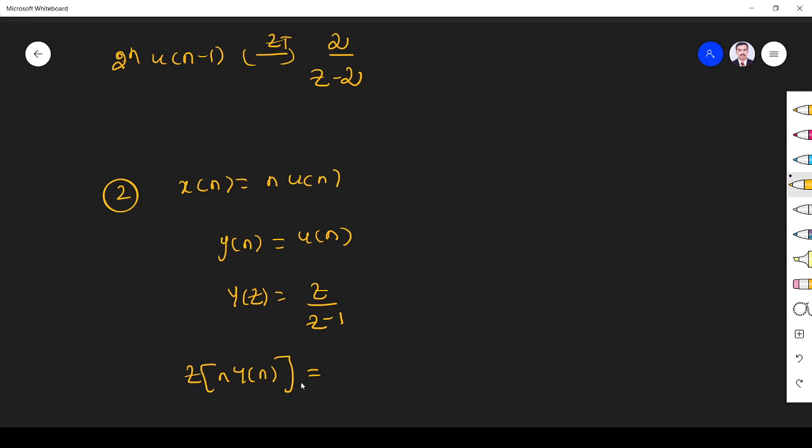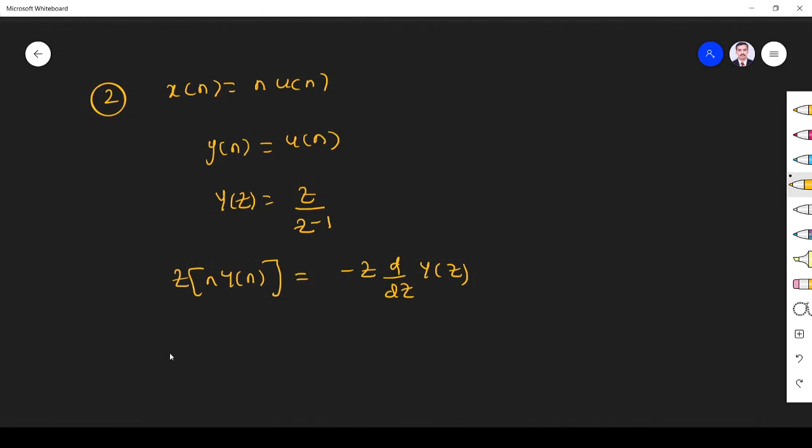As per time differentiation property, n into y of n is minus z d by dz Y of z. Yes or no? So what I have to do? Minus z d by dz. y of n is nothing but n into u of n. y of n is u of n, so n into 1. So Y of z is z by z minus 1. So z by z minus 1.